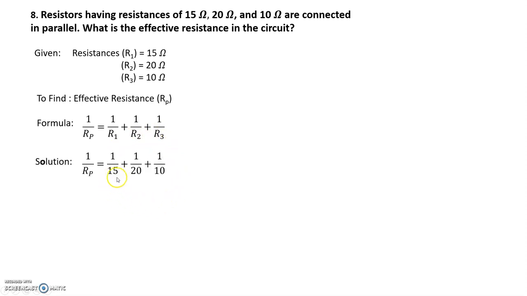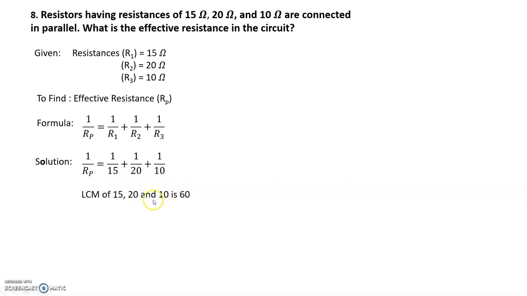Now the denominators you have are 15, 20 and 10. They are three different denominators. You have learned this in maths: whenever you have denominators which are not the same number, you cannot add the fractions. You have to equalize the denominators. How do we equalize? We have to find the LCM of 15, 20 and 10.